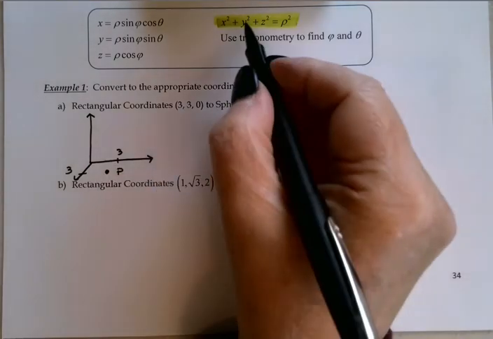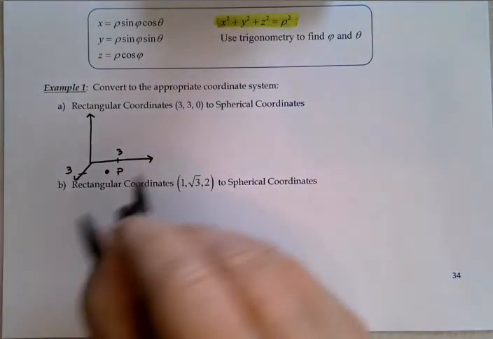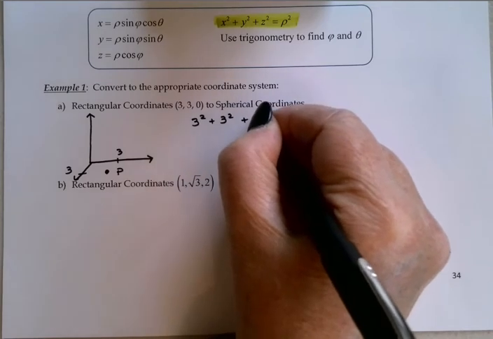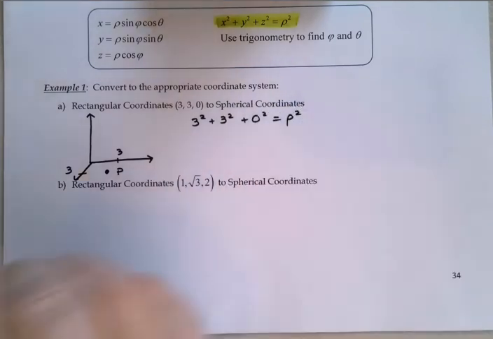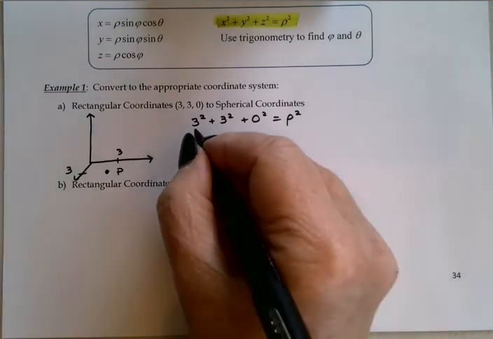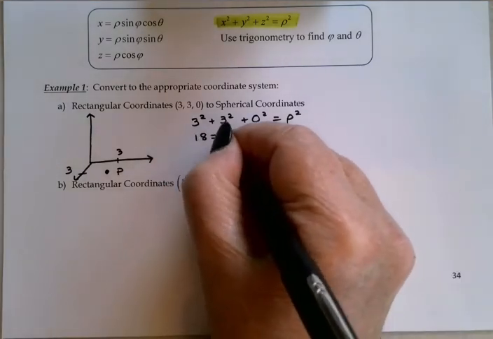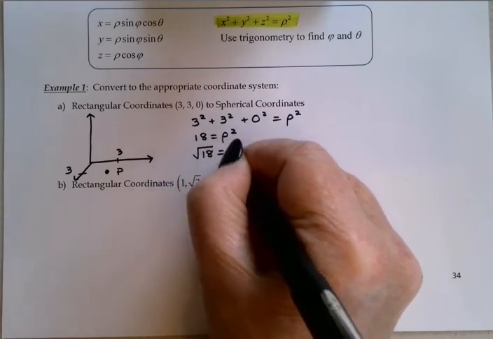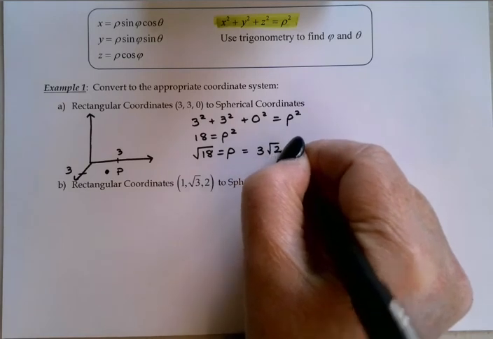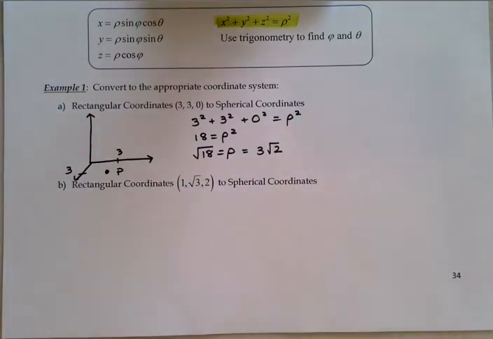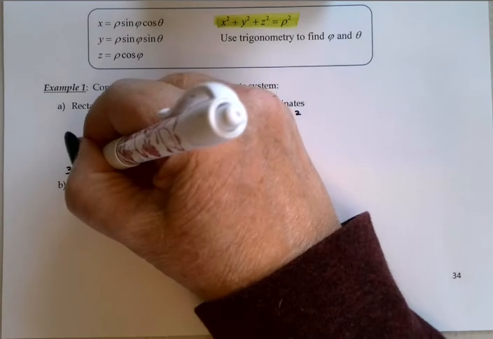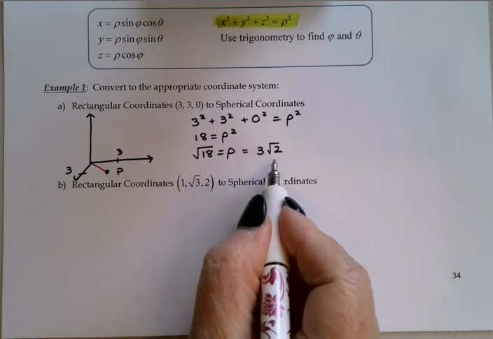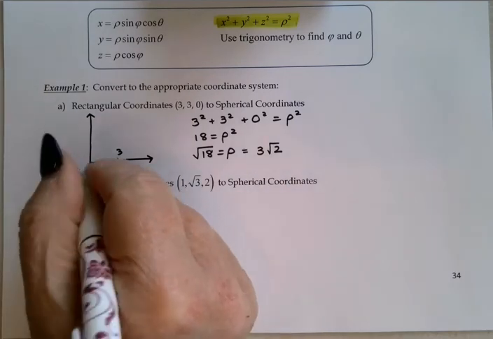So I'm going to start with this equation to calculate rho. I would have 3 squared plus 3 squared plus 0 squared equals rho squared. 9 and 9 would be 18. And so rho is the square root of 18, or 3 square root 2. So if I were to draw the line from the origin to the point P, I know the length of that line is 3 square root 2.